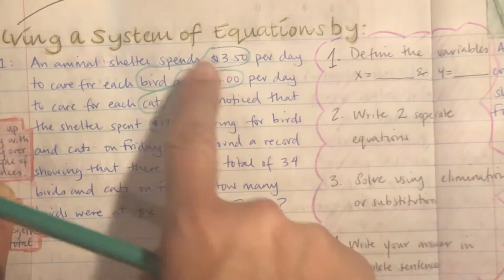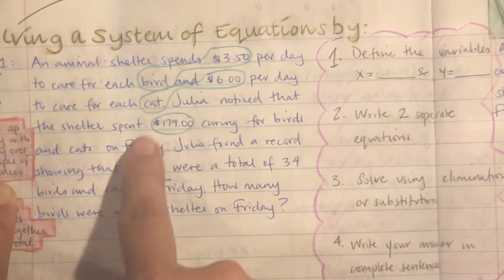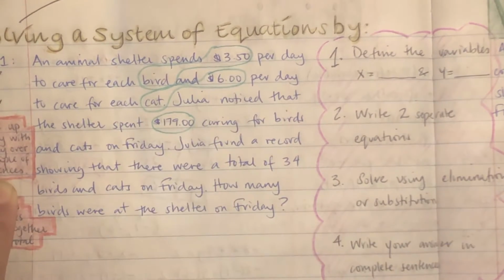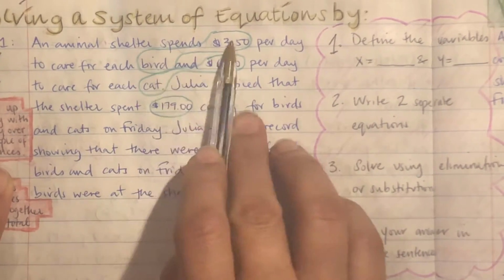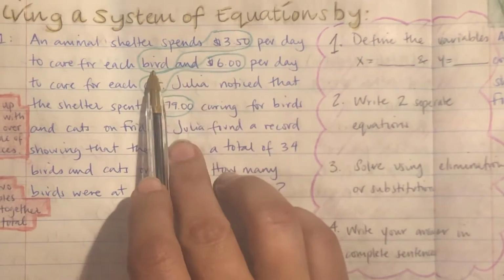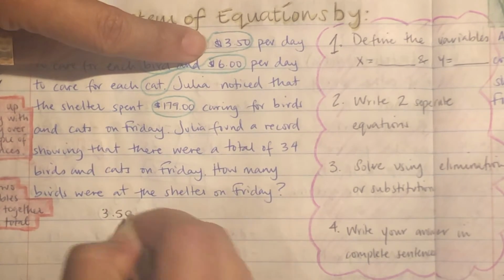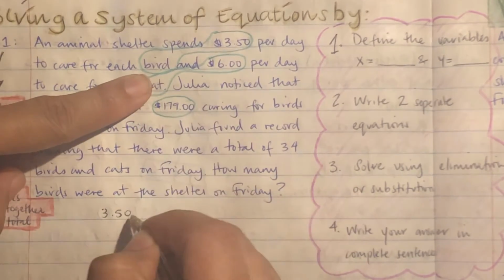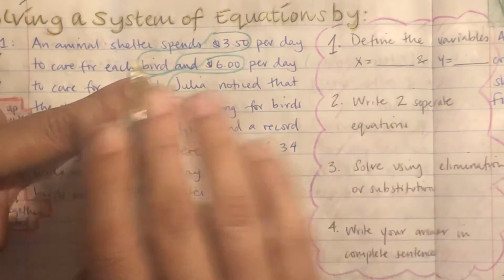So my x is going to be whatever my first thing is, which is bird. And this y is going to be the second thing, which is cat. Now, you don't have to write it in terms of x and y, so I'm actually going to write it using the letters that they give me in the problem. So the first one is $3.50, and what's that? A bird. So I'm going to call it capital B. You can say B or you can say X, doesn't matter.